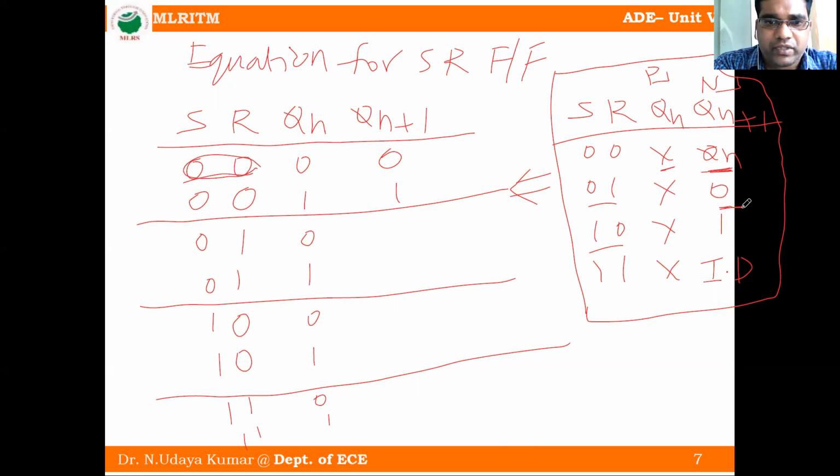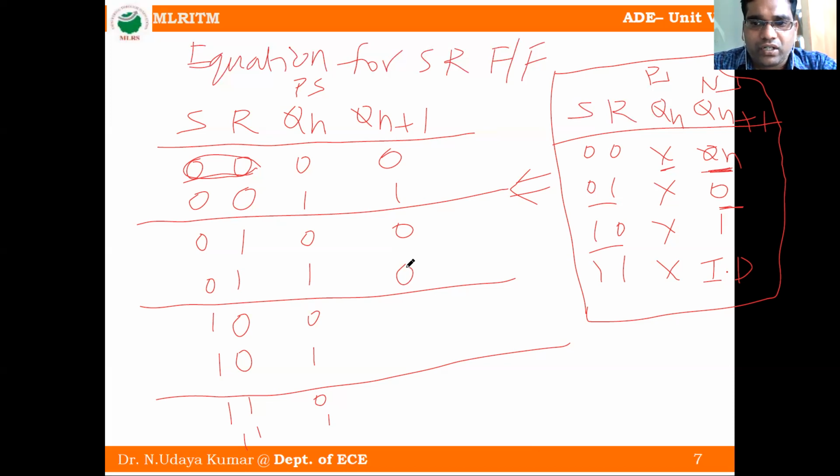So irrespective of the present state, for 0 1 input we get the output as 0 and 0. Okay, understood this one? I repeat, concentrate. Whenever 0 1 is given in the truth table, we will get the next state as 0. So irrespective of either 0 or 1 in the present state, we will get 0 only.